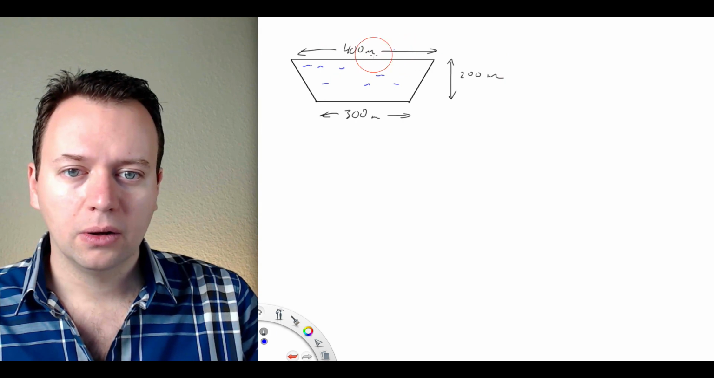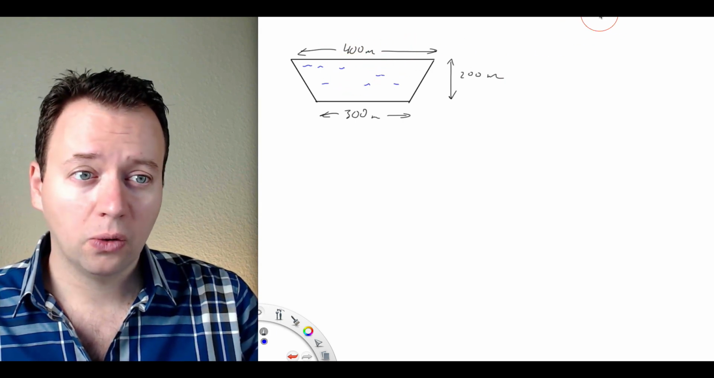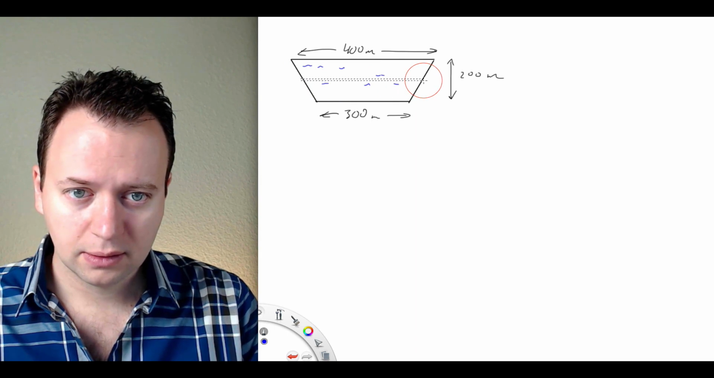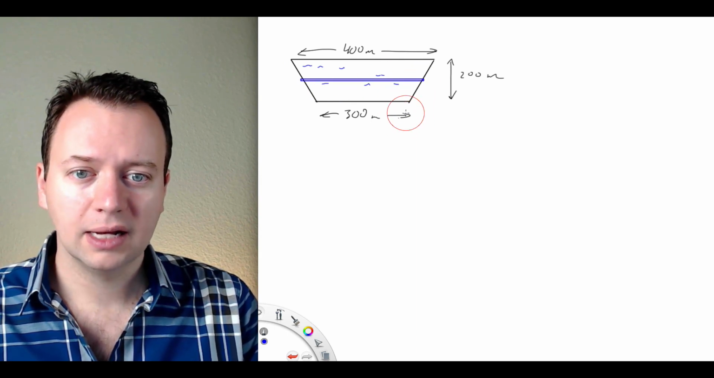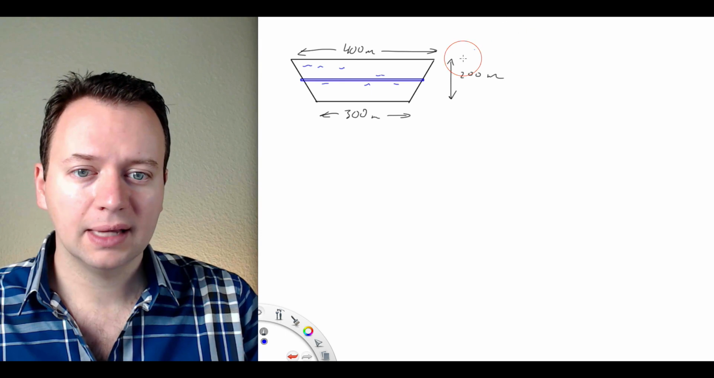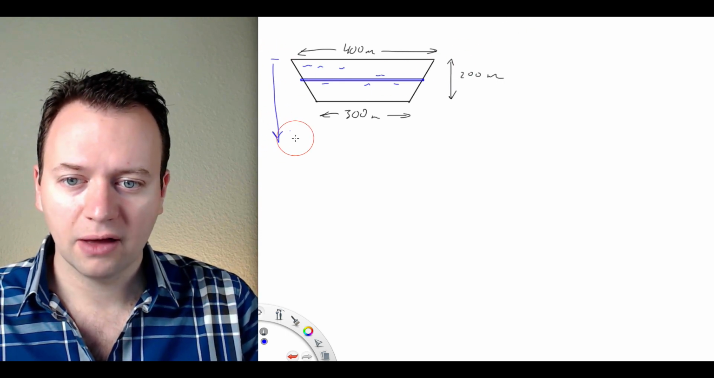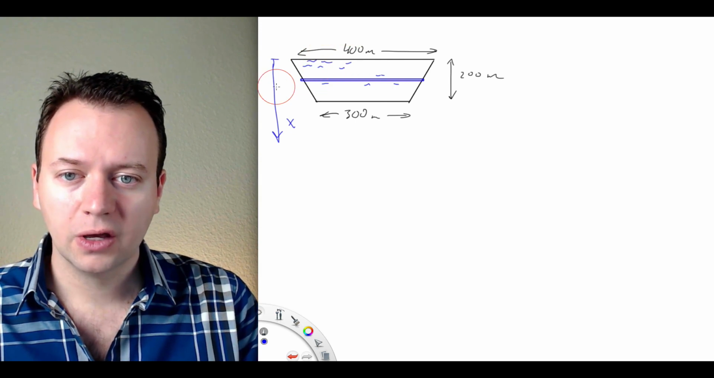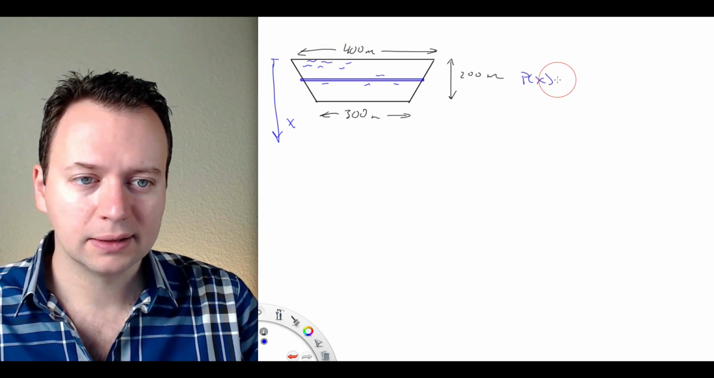So we want to, again, look at horizontal slices like this. We're going to slice it up like that. This time, of course, we want to have x being measured from the top, right at the surface, so that the pressure at x is just rho g x.